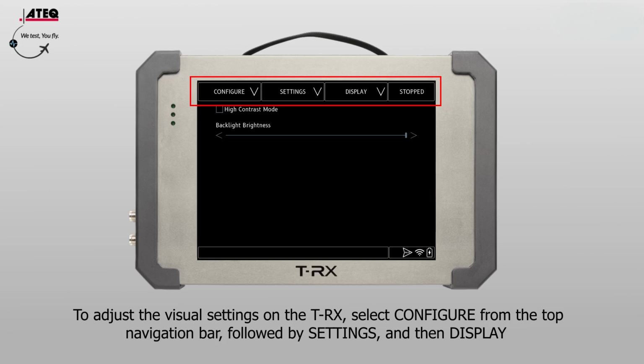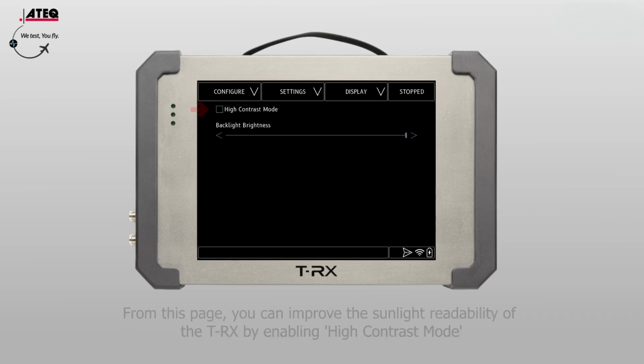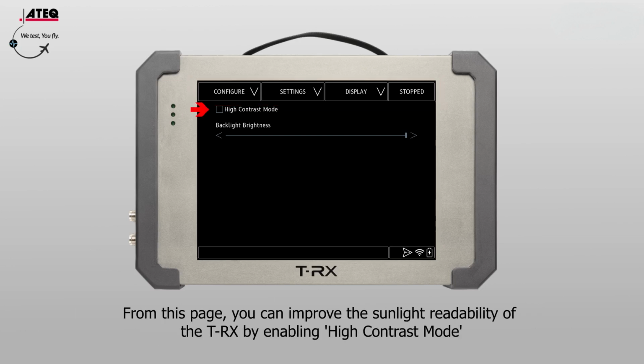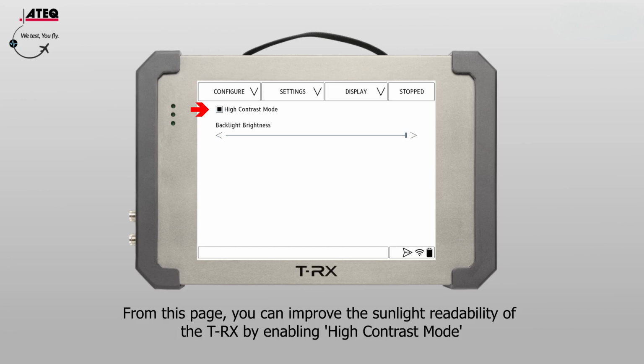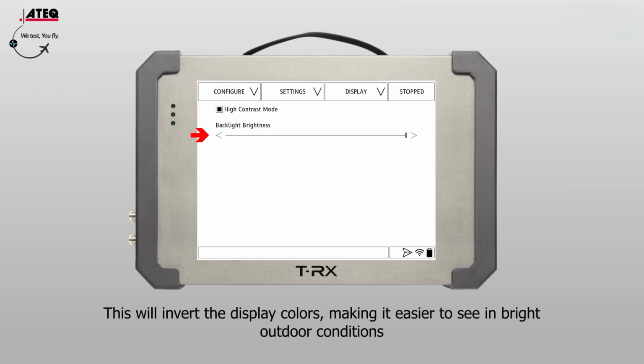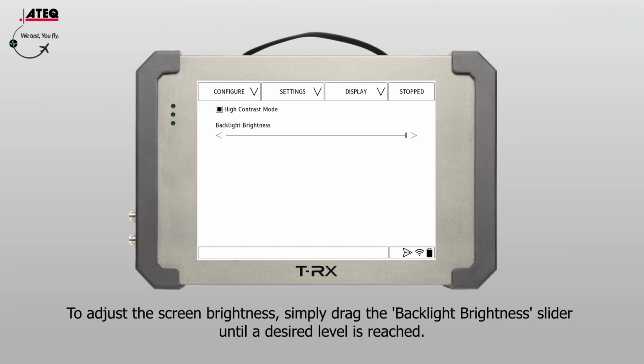To adjust the visual settings on the T-Rex, select Configure from the top navigation bar, followed by Settings, and then Display. From this page, you can improve the sunlight readability of the T-Rex by enabling high contrast mode. This will invert the display colors, making it easier to see in bright outdoor conditions. To adjust the screen brightness, simply drag the backlight brightness slider until a desired level is reached.